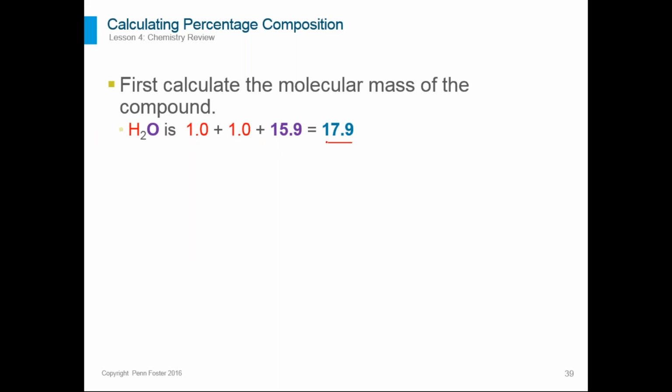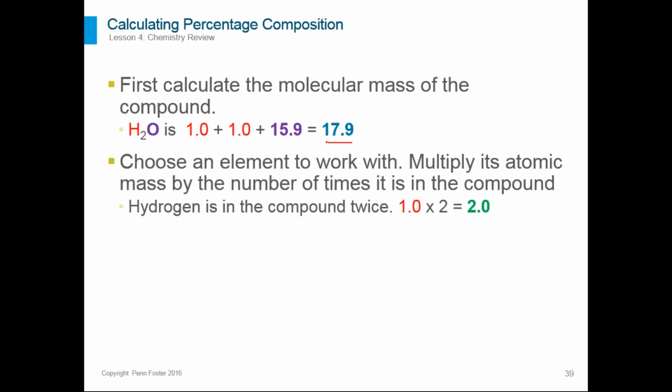Now, we want to find out, in this example, how much of that water molecule is made up of hydrogen. What percentage of the mass is made of hydrogen? So we're going to remember this number, 17.9 is the total, but we're going to look at hydrogen. The atomic mass of hydrogen is 1.0, and there's 2 hydrogens in the molecule for water. So 1 times 2 gives us 2. All right, so that's pretty simple.